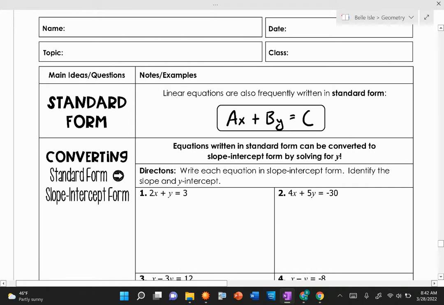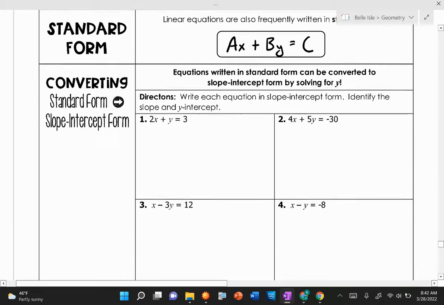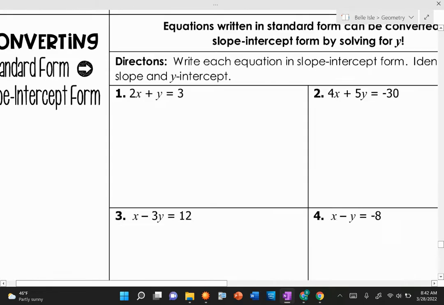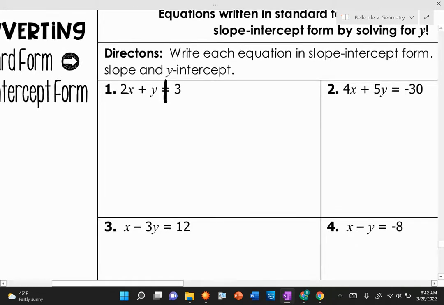We're just trying to get y all by itself on one side of the equal sign. So if we look at number 1, I'm going to identify my variable as y. It's on the left side of the equation. Then again, you want to go through your steps of solving. So what operation is being done? It's being added by 2x. So we'll do the opposite.